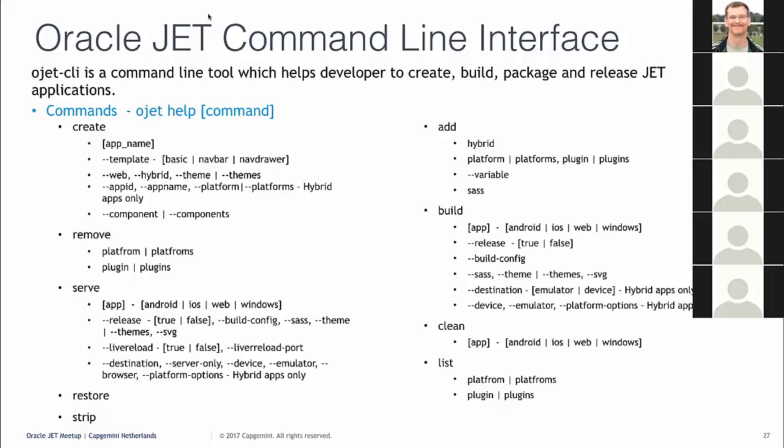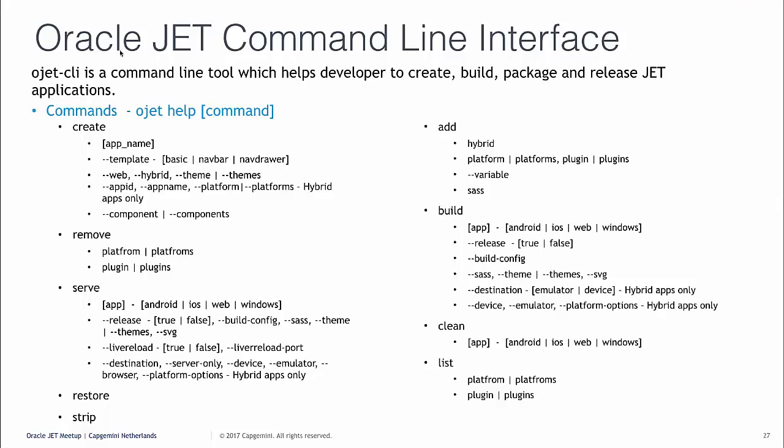The last one I'm going to talk about is the build, which is quite similar to the serve in terms of the parameters you pass. And what extra you can do here is the SASS and the theming stuff, where you can actually compile your SASS and create the SCSS at the end. That's all from the JET command line interface stuff.